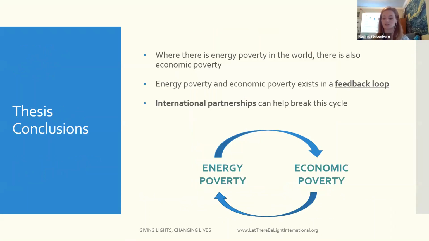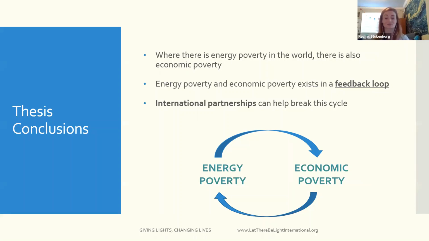So the main conclusion shown in the maps is that where there is energy poverty in the forms of lack of access to electricity and clean cooking fuels, there's also economic poverty and other correlated consequences of energy poverty. And energy poverty and economic poverty exist in a feedback loop, which means that they reinforce each other. People in energy poverty cannot afford modern energy services, and vice versa, people in economic poverty cannot improve their situations without access to modern energy services.